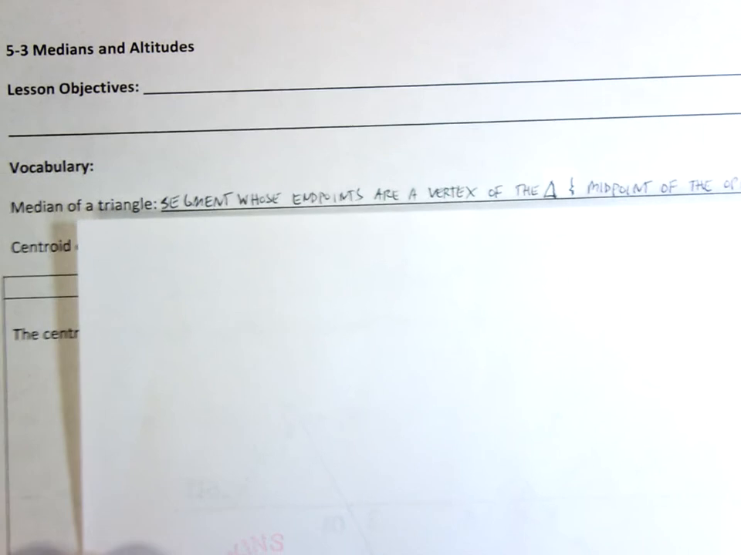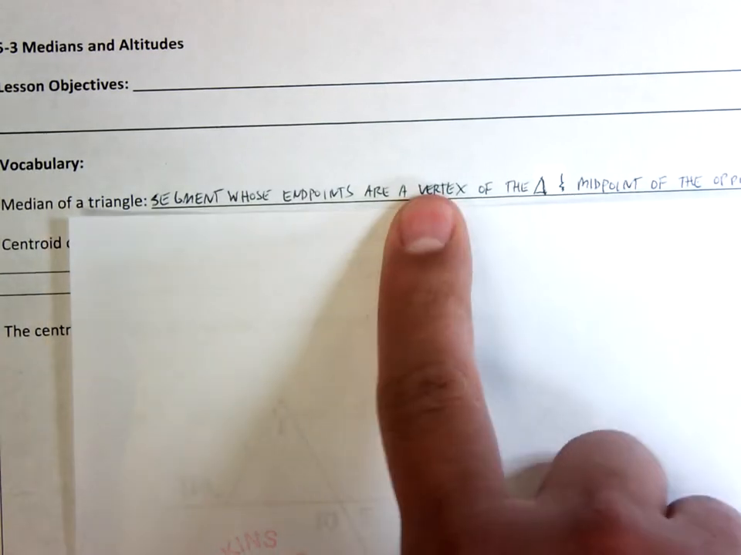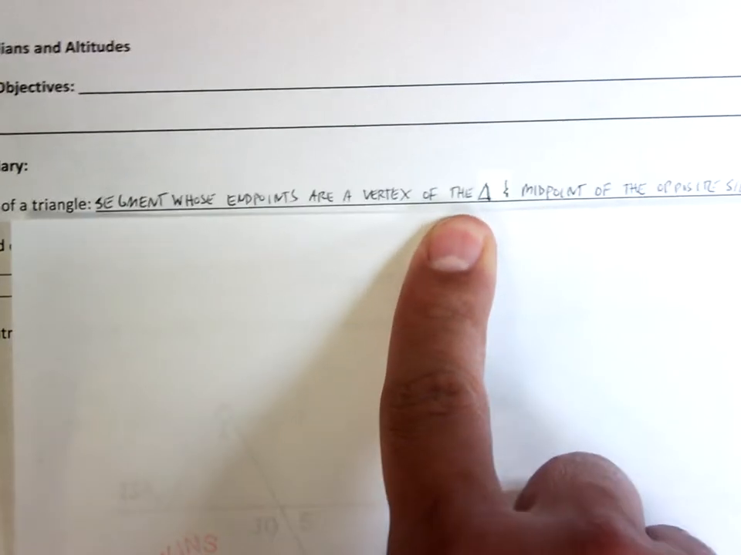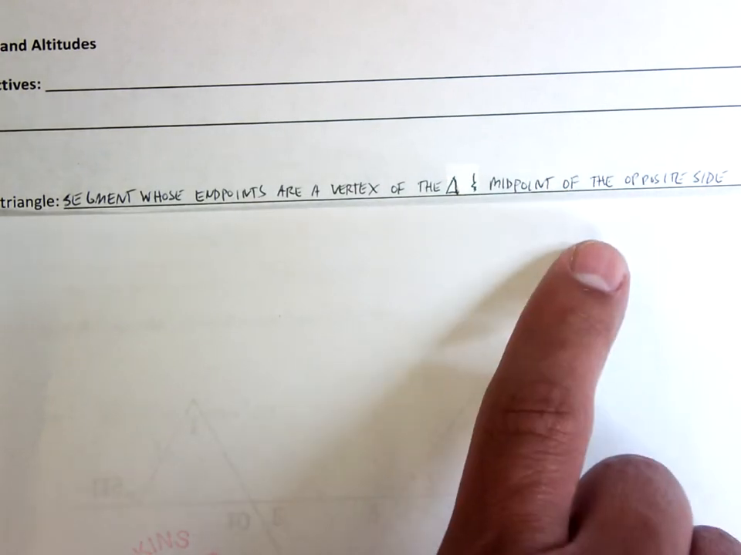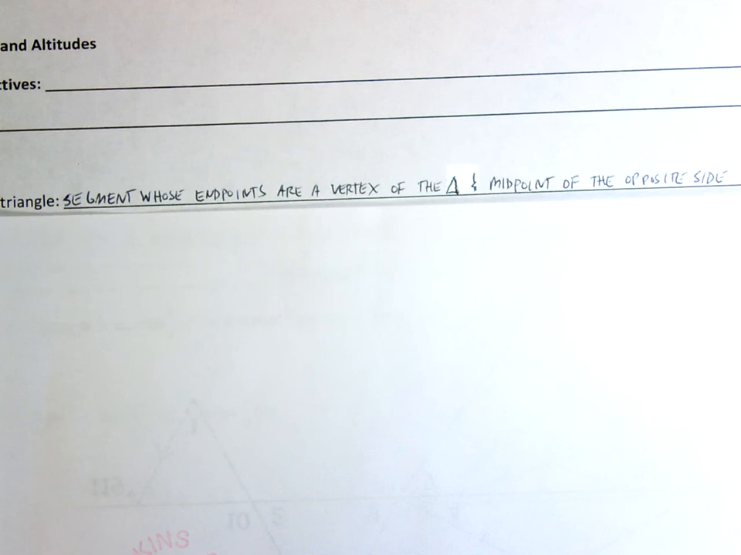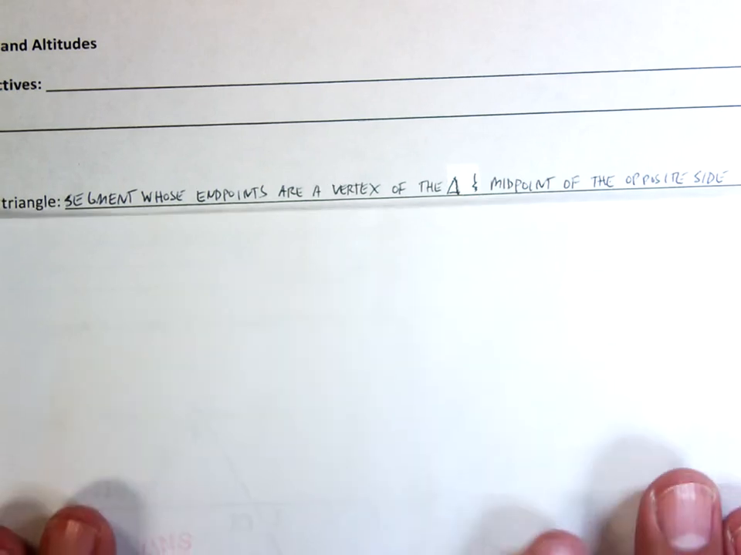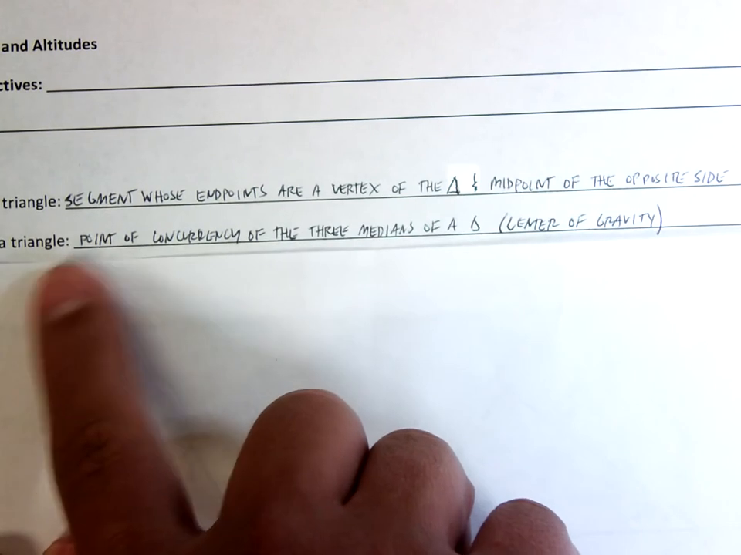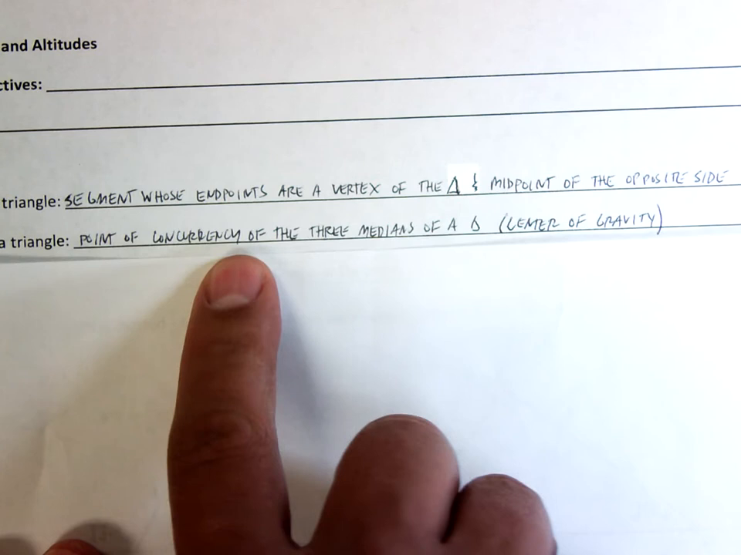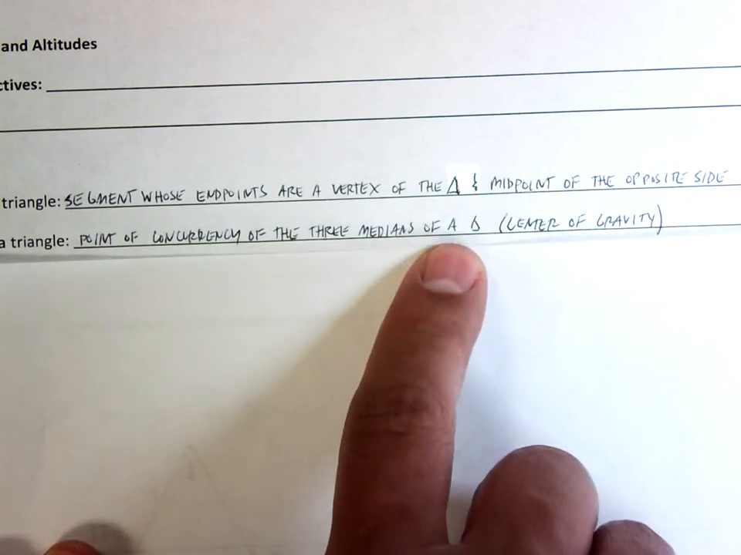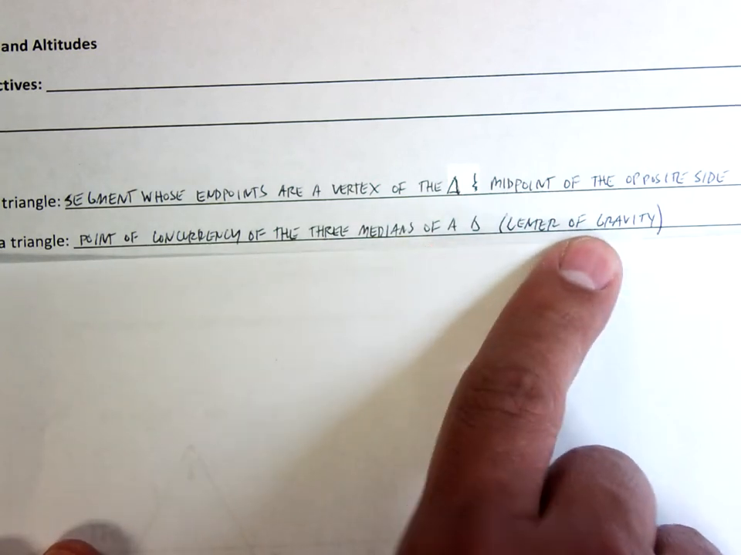Okay, a median is a segment whose endpoints are a vertex of the triangle and the midpoint of the opposite side of the triangle. So imagine a triangle. I put my pencil on one of the vertices and I draw a line towards the opposite side of the triangle that goes through the midpoint of that side. That's a median. Okay? And a centroid is where your three medians touch. It's the point of concurrency of the three medians of a triangle that we also call the center of gravity.